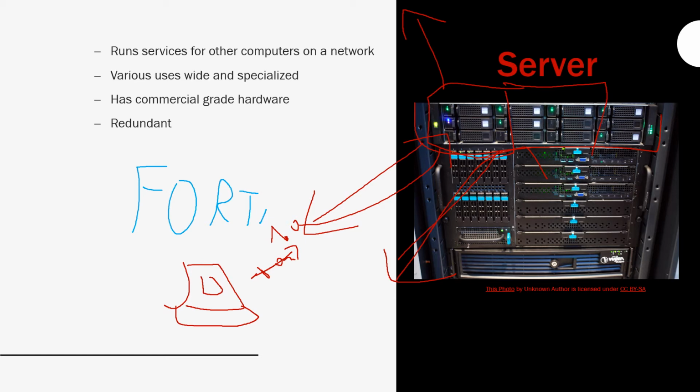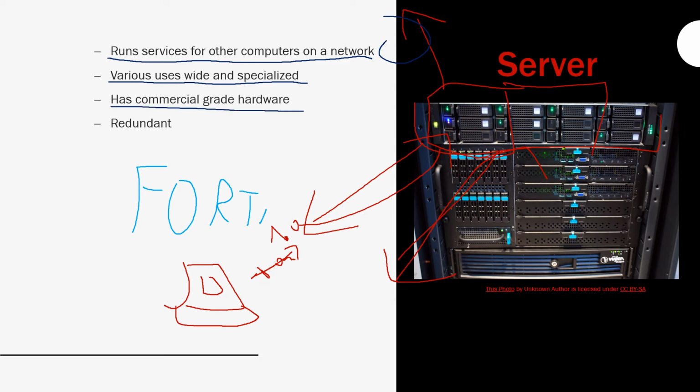That's it for my rant. I'm just going to go over the bullet points. A server runs services for other computers on a network, and even the internet. So it's not just on a network. It could be your local area network, or it could be the internet. iTunes, for example. It has various uses. It could range from Facebook to playing video games.